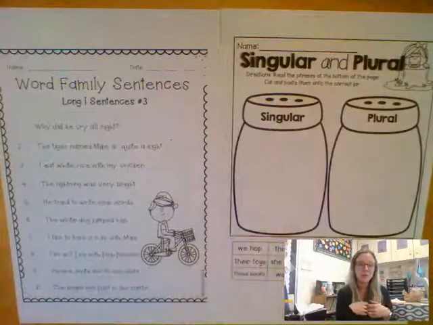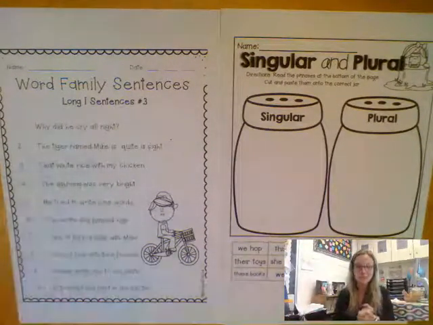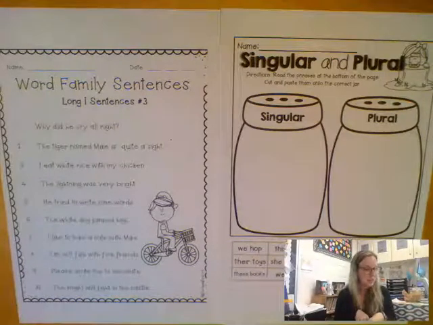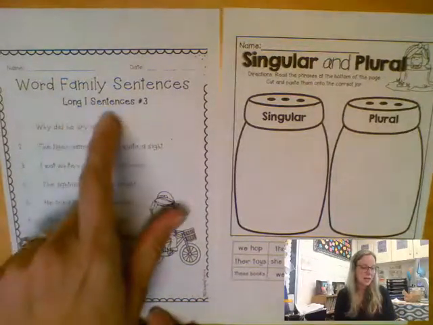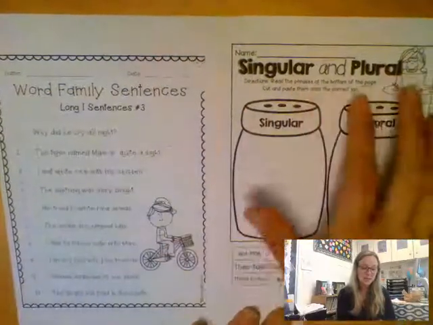So you should pull out of your folder the last two pages for this week. The one is the long I sentences number 3, and then the singular and plural jar sort.